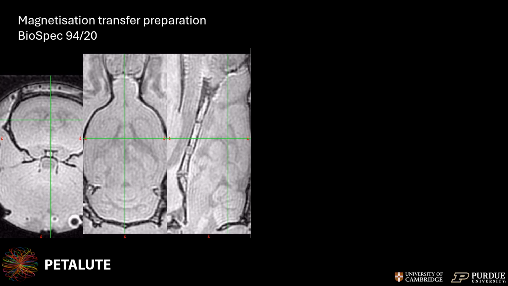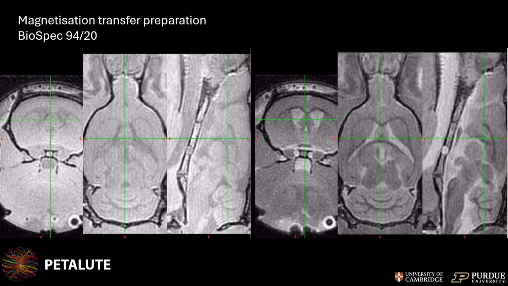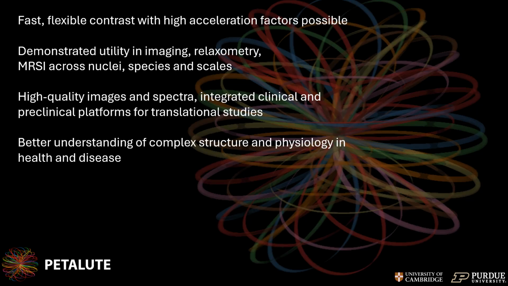With ultra-short echo time, sometimes the contrast is not very useful, particularly in brain. Here we've shown magnetization transfer preparation reveals very good grey and white matter contrast. It's particularly interesting in exploring ultra-short T2 star components of that signal.